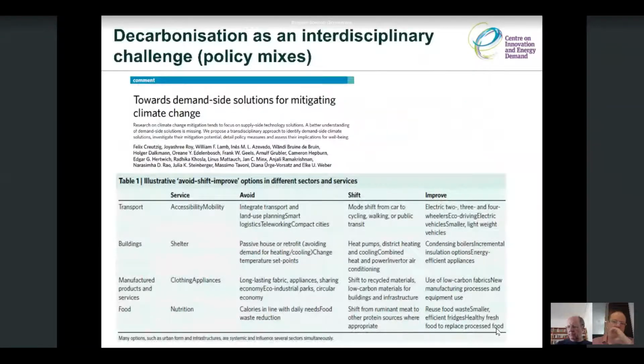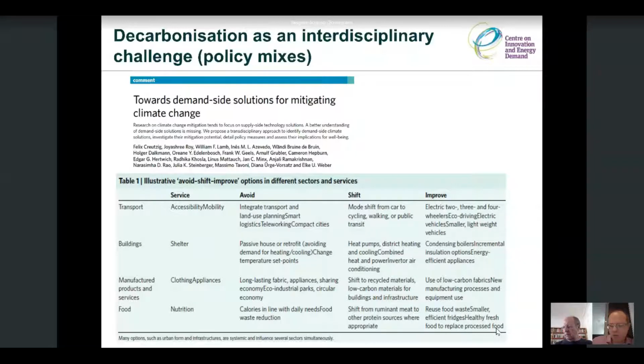The first one is here. This is from my colleague Felix Kreutzig, who's helping the IPCC's chapter on energy demand. This is his typology of demand-side solutions for fighting climate change. Basically, what we need as a society is to do all of these things. He's created this framework about avoiding the things we don't want, shifting modes to be more sustainable, and continuing to innovate and improve technology. So it's called Avoid, Shift, Improve.